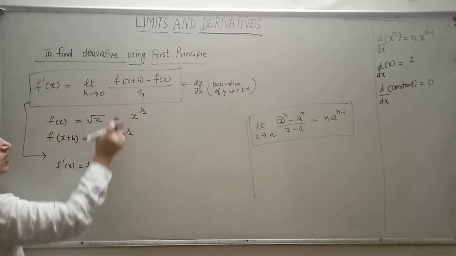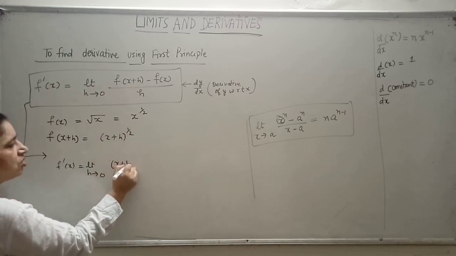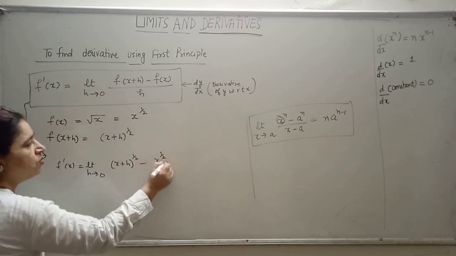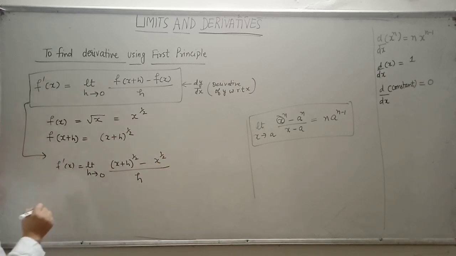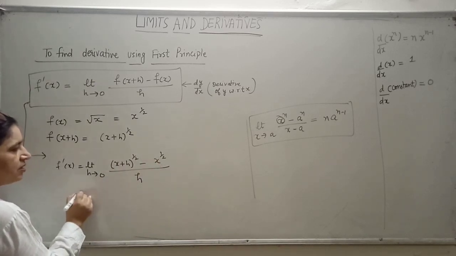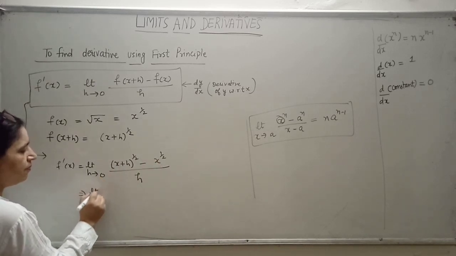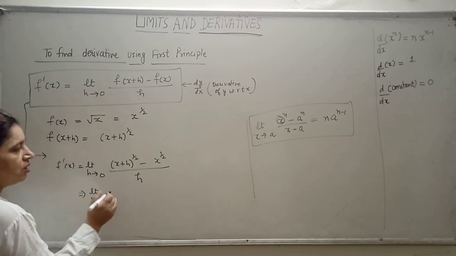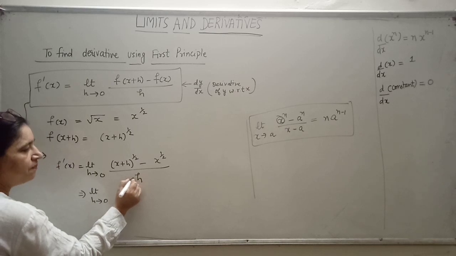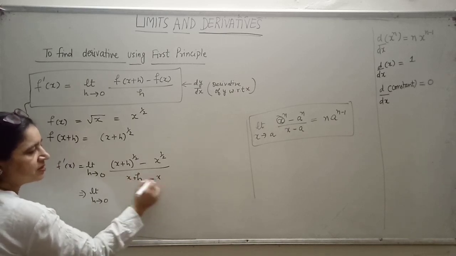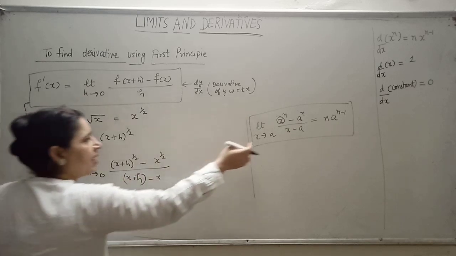So now what is f(x) plus h? This is x plus h raised to power 1 by 2 minus this x raised to power 1 by 2, this f(x) is this. So now after this, as we have done in my previous x raised to power n question, we will add plus x and subtract x, okay.